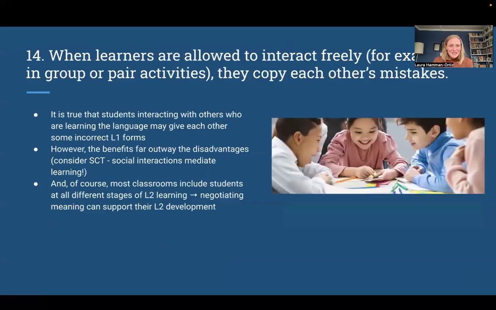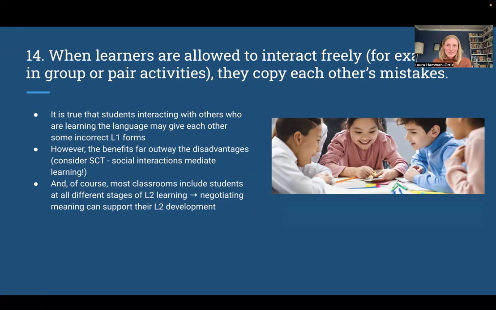All right, number 14: when learners are allowed to interact freely, for example, in group or pair activities, they copy each other's mistakes. Hopefully you said this was a myth because, well, yes, it is true that if a group of second language learners are working together, they may be making mistakes together. It's also true that the benefits of that kind of interaction far outweigh the disadvantages. If we think about sociocultural theory and this idea that learning is fundamentally mediated, so learning is fundamentally social, then we know that it's important for students to make sense with other people.